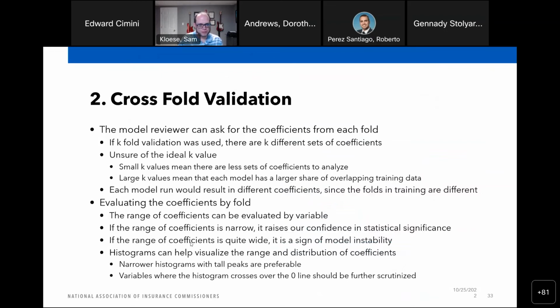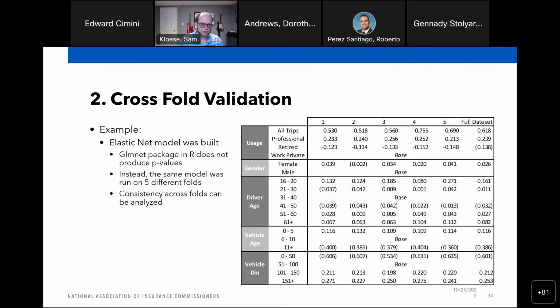The model reviewer can ask for coefficients from each fold. In this example, we built an elastic net model, and then we did essentially 5-fold training. We looked at the coefficients from each of the folds, that's the numbers 1 through 5 there. And then we also have the coefficients from the full data set. So you can look at this and get an idea of the range of possible coefficient values.